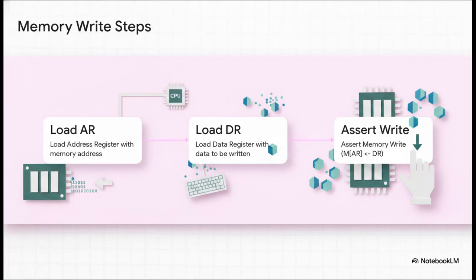Now, if question 6c throws you off by asking for the steps to write into memory, don't panic. Just memorize this straightforward 1, 2, 3 sequence. Step 1, load the address register with your target memory address. Step 2, load the data register with the actual data you want to save. And step 3, trigger the memory write operation so the data flows straight into that specific location.